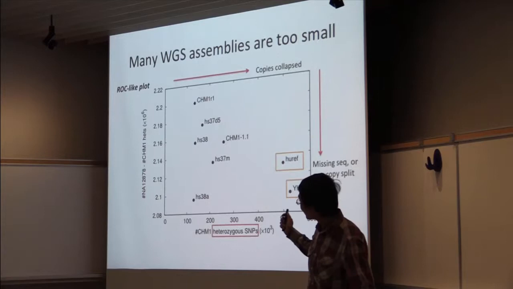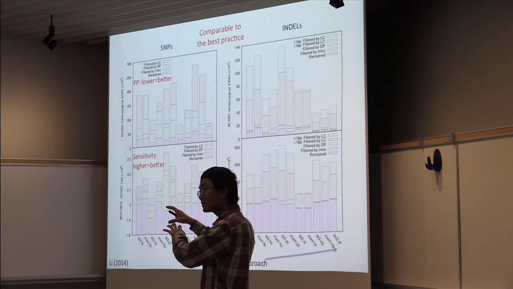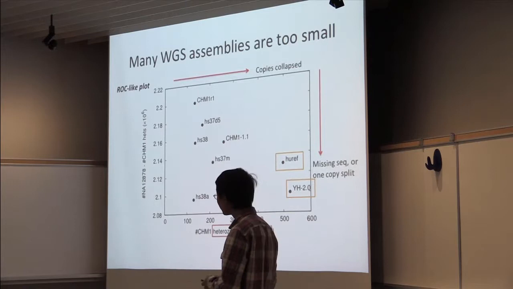This project is because I'm mapping the reads, haploid reads and diploid reads, to the genomes, and then we can get a sense of the false positive rate and the sensitivity, and we can do the same to evaluate the assembly. How good is the human assembly?